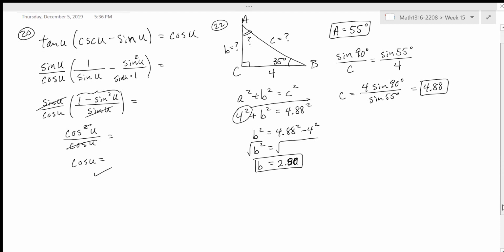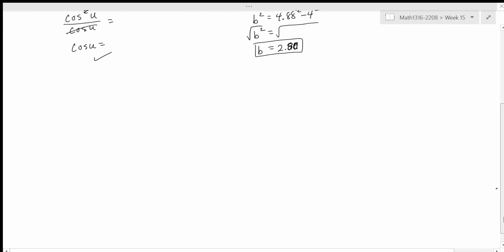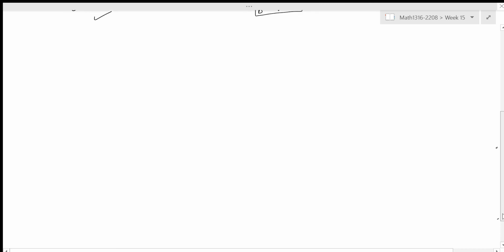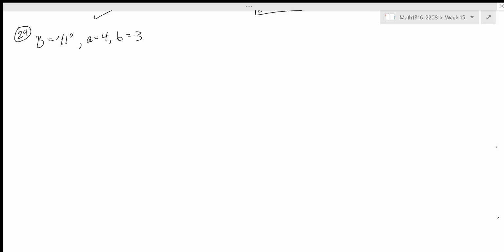All right, we got about 5 minutes remaining. It looks like I'm not going to be able to finish, but I can squeeze in one more at least. So we'll do the bad boy before we leave. Number 24 is the bad boy. And the instructions say solve the triangle.